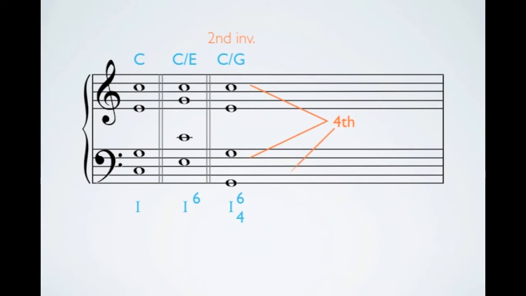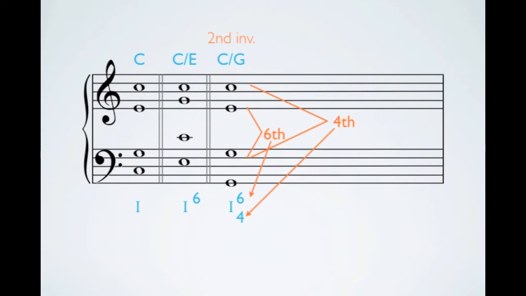Now we're going to talk about second inversion chords. Second inversion chords are the ones that have the fifth in the bass. So in the case of C, it's when we have G in the bass, C over G. In the Roman numeral figured bass, we call these 6/4 chords. This is because somewhere in the chord above the G is a fourth. In this case, it's the C. Also, somewhere above the bass is a sixth, this time between the G and the E.